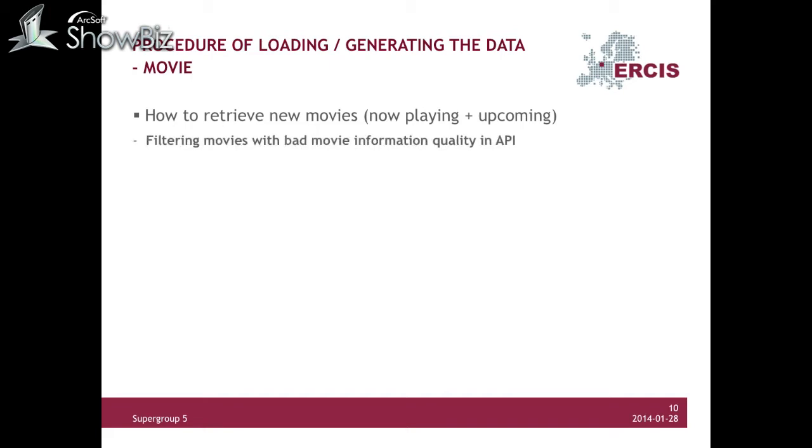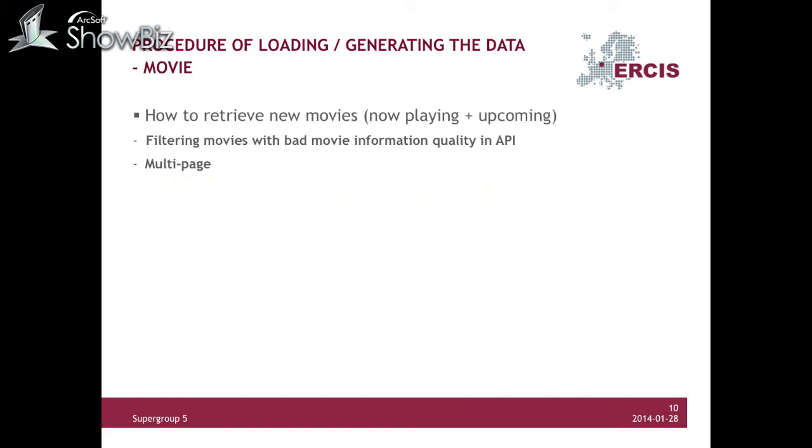After solving the existing data quality issues, the second sub-process is to get new movies from the API. We filter out the movies with bad movie information quality from the API, considering that the responded movies might be shown in multiple pages.